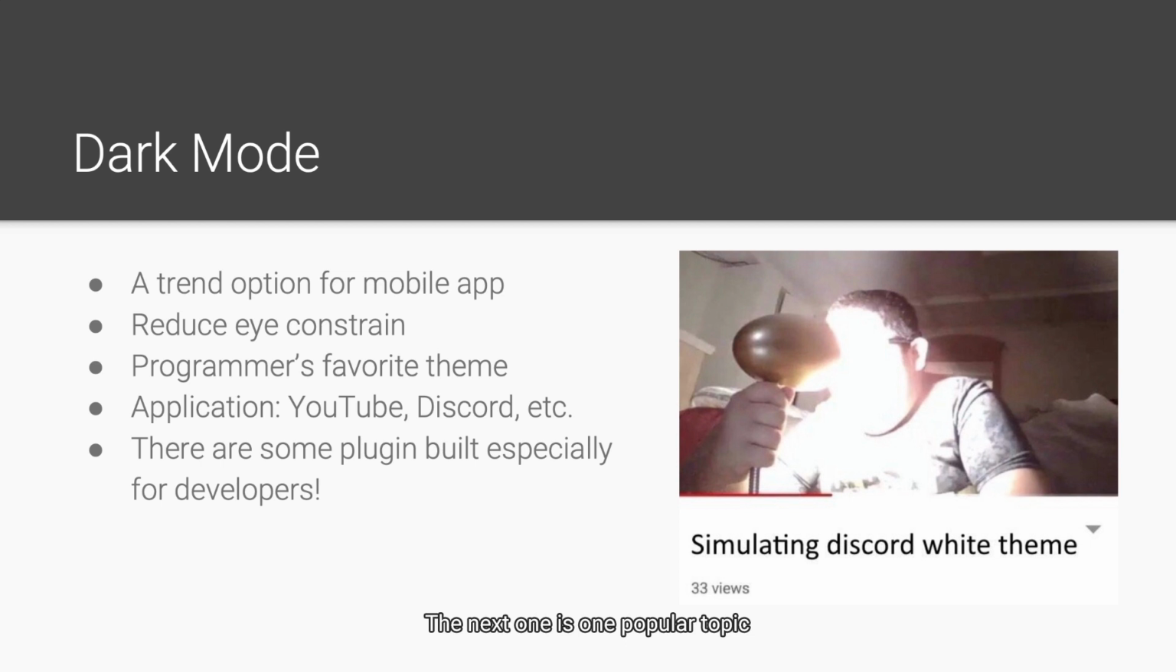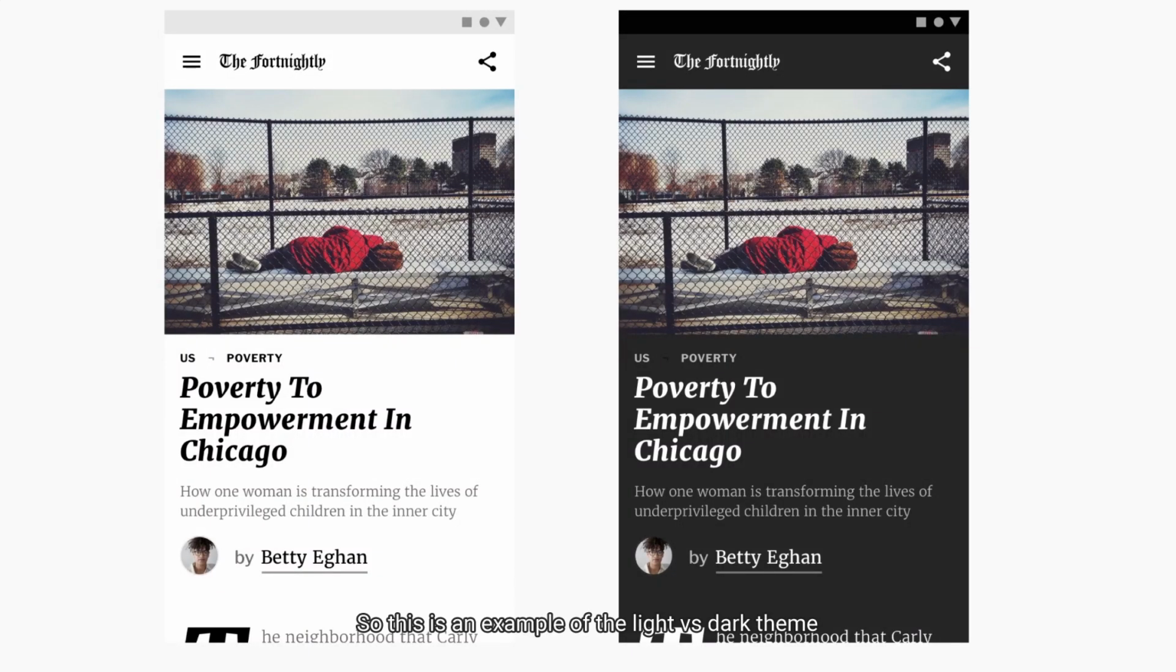So the next one is a popular topic, which is dark mode. It is a new trend for mobile applications as it reduces eye strain. It's also the programmer's favorite theme. Applications such as YouTube, Discord, and Instagram already have dark mode built in, and there are some plugins built especially for developers.